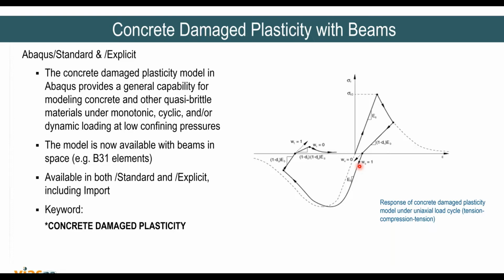So based on many requests, especially from the architecture and civil engineering side, where they have beams and columns that they typically model with the beam element, and with the support of the beam element for concrete damage plasticity, you should be able to model your concrete structure with the beam element. This is available in both Abaqus Standard and Explicit, and the keyword is concrete damage plasticity. Here you see the response of the concrete damage plasticity model under a uniaxial load cycle: tension, compression, tension.